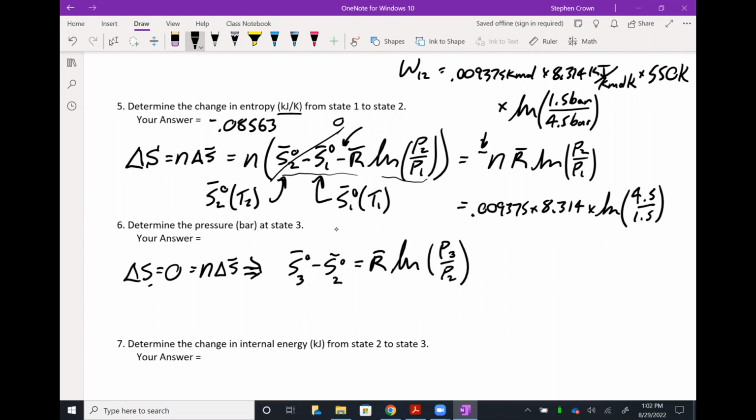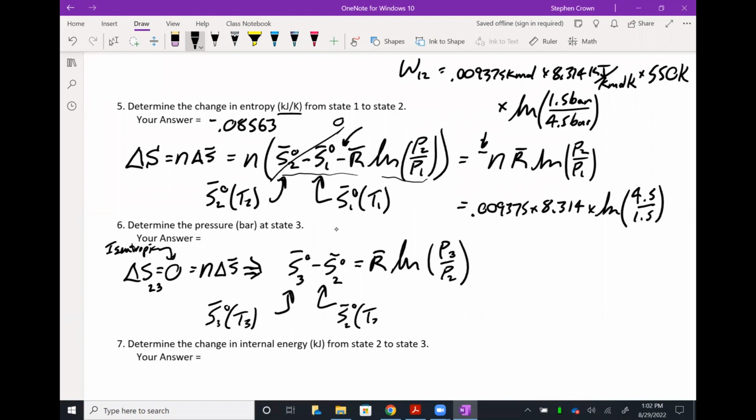So now we're looking at the process from state 2 to state 3, the second process, which is isentropic. If it's isentropic, the entropy doesn't change. Isentropic means delta S equals 0. All right, now we're looking for the pressure. So we need to find S bar at T3 and S bar at T2.